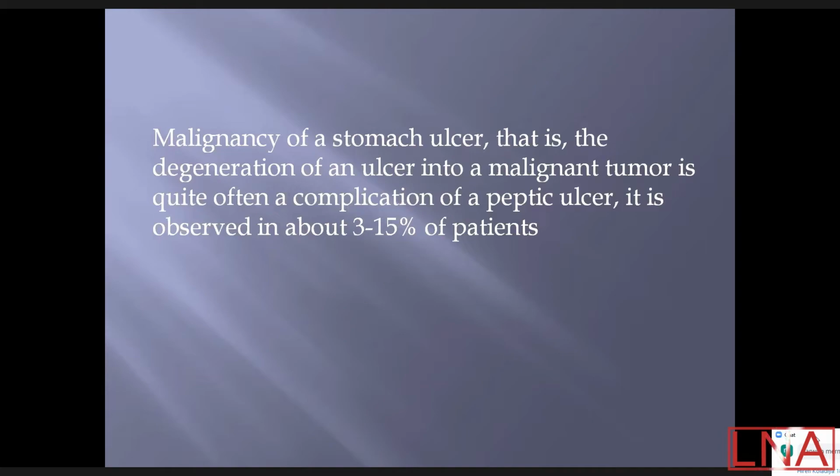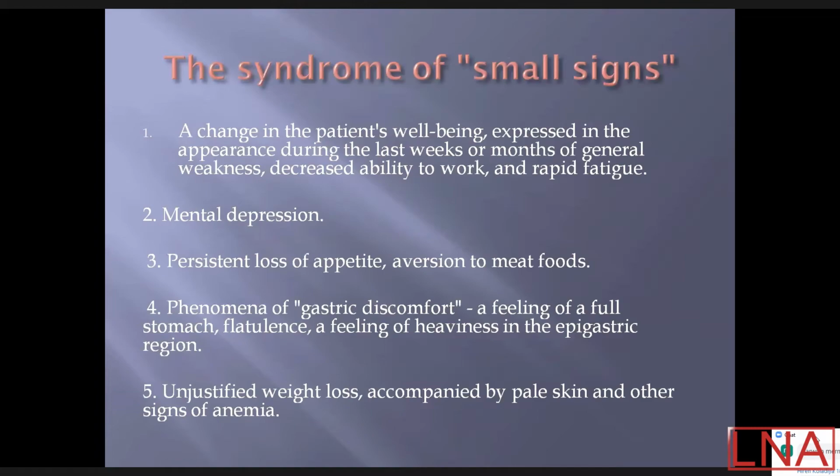Malignancy of a stomach ulcer, that is, degeneration of an ulcer into a malignant tumor, is quite often a complication of peptic ulcer. It's observed in about 3 to 5% of patients. Clinical manifestations of the early stage of ulcer transformation into cancer do not have any specific features. Malignancy of the ulcer may be evidenced by the syndrome of small signs of Savitsky.